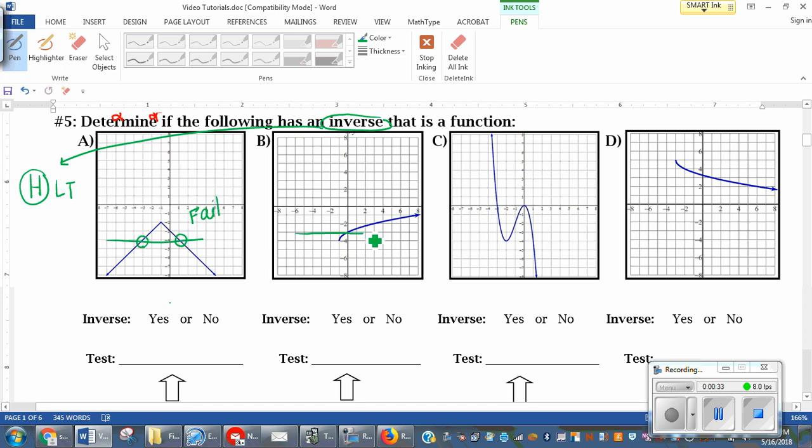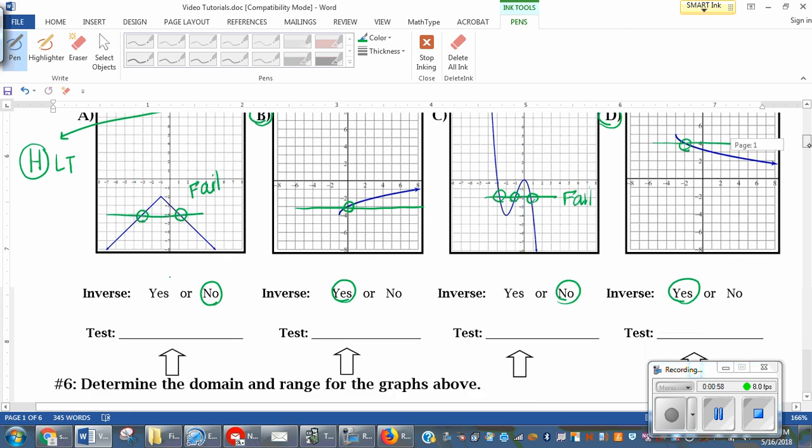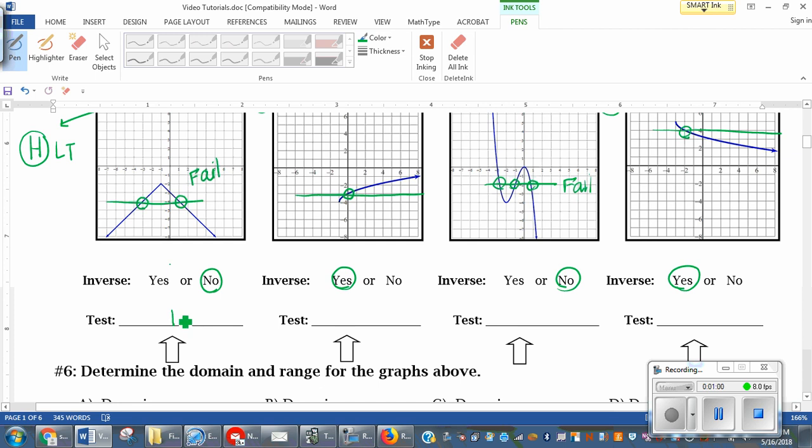Well, here the horizontal line would only hit once, so we would say B has an inverse, that's a function. C would fail, we hit more than once. D would pass, so its inverse is a function. So we say no, yes, no, yes. And again, we're using the horizontal line test.